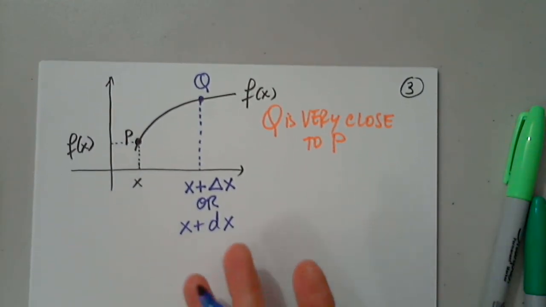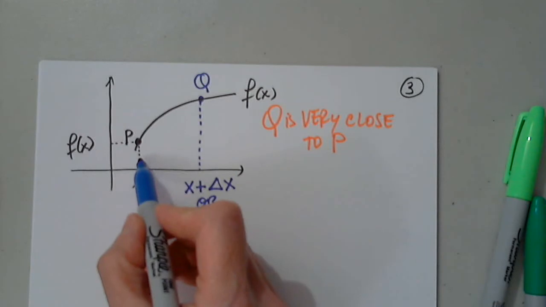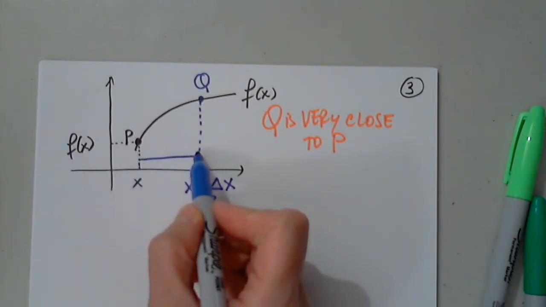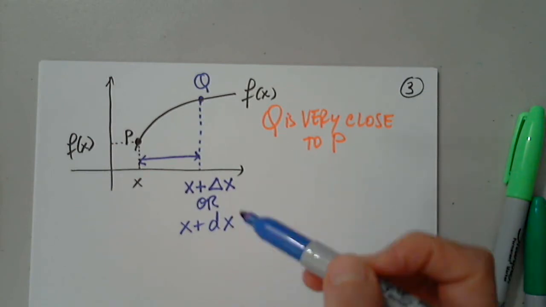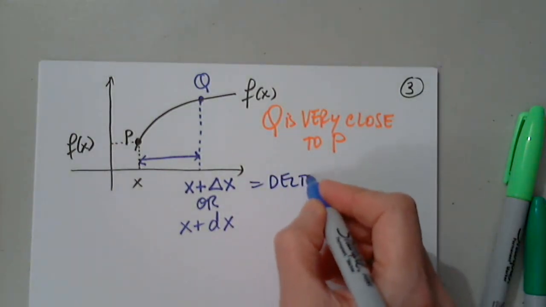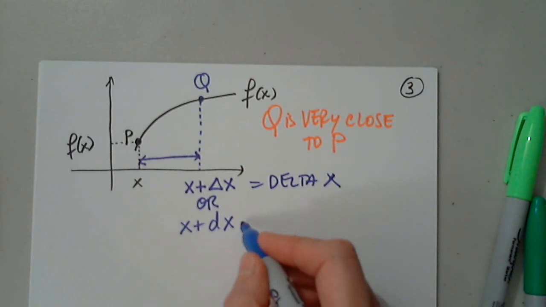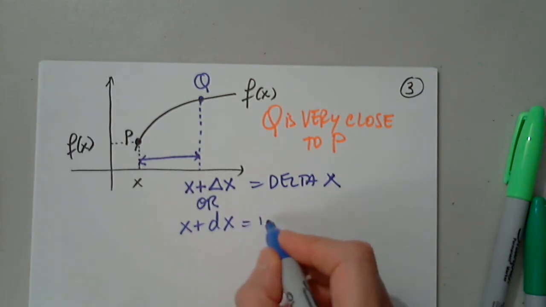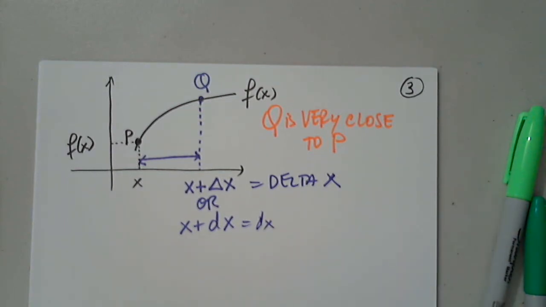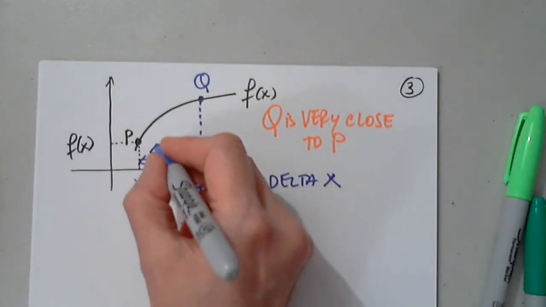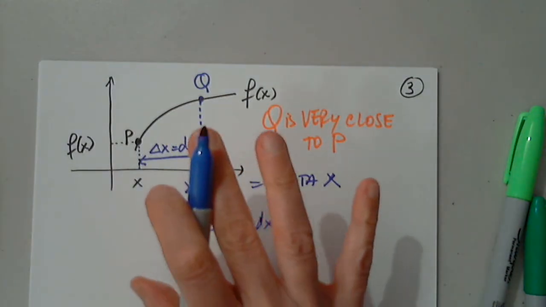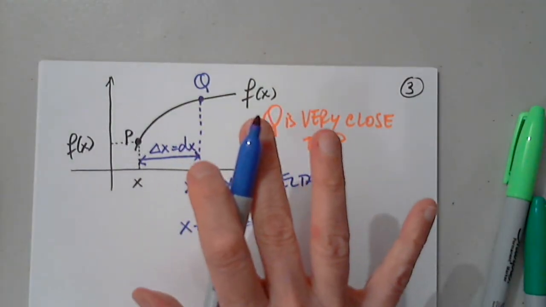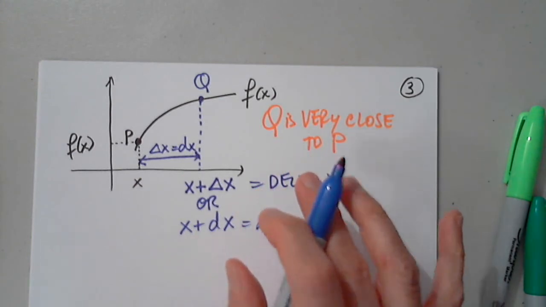And you could say, what is this? What are you talking about? Yes, the distance between P and Q on the x-axis is delta x, or dx. Okay, so delta x or dx. What does this mean? And then we'll continue our explanation here.